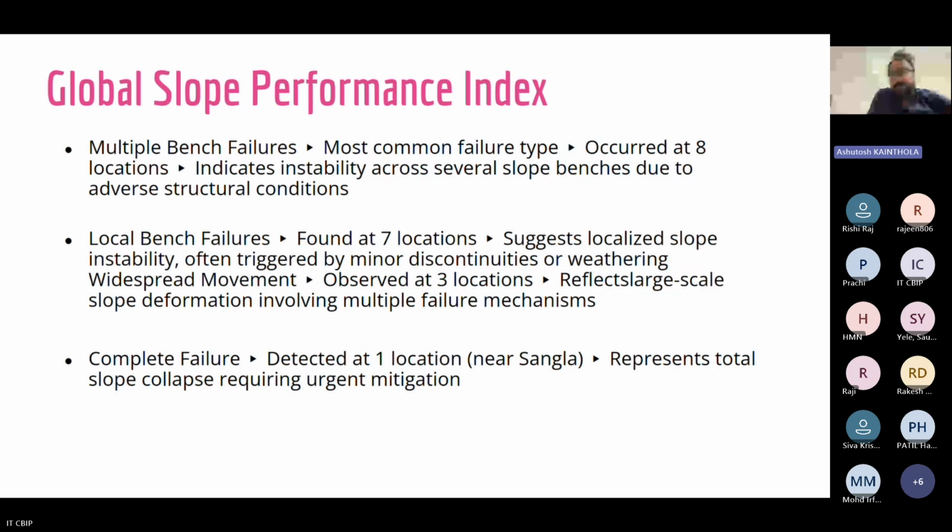And these are good triggering points for rock falls. Now, there was one slope near Sangla which was quite weathered, which did have the propensity for a complete failure. So there were multiple bench failures which were noticed as well as verified through GSPI, then local bench failures, and a very minuscule for complete failure. Next slide, please.